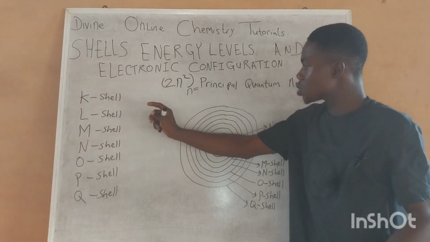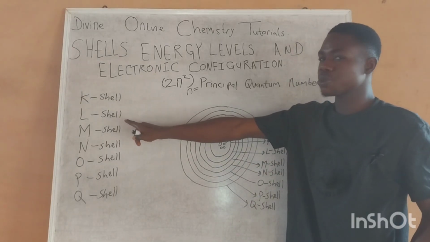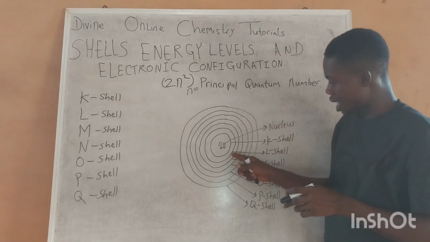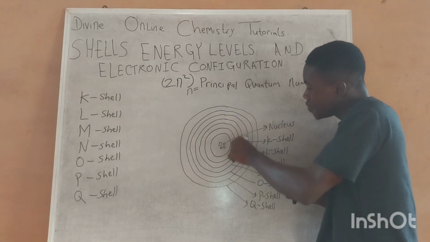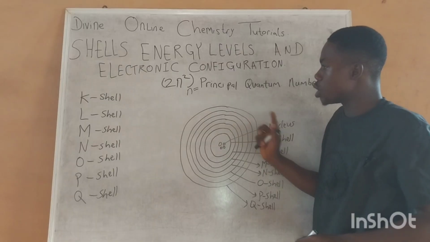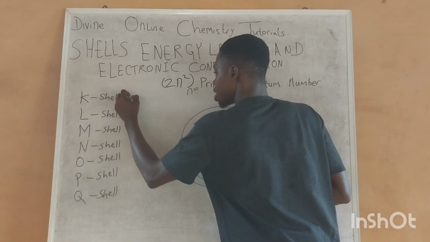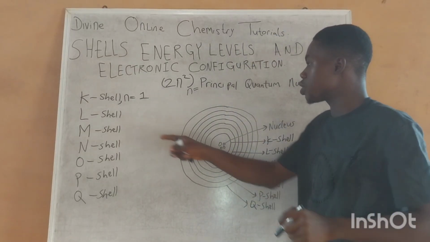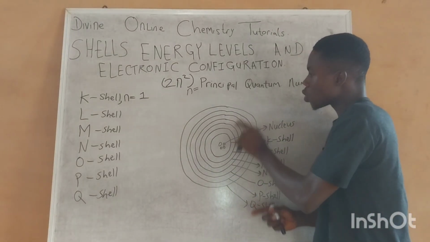Now let's talk about the values of n for each of these shells. Let's start with the K shell, which happens to be the first shell. If you look at this diagram very well, you see that the K shell is the first shell and the one closer to the nucleus of an atom. Since the K shell is the first shell and the one closest to the nucleus of an atom, it therefore means that n, the principal quantum number for the K shell, is 1. So n for the K shell is equal to 1, because the K shell is the first shell and the one closer to the nucleus of an atom.